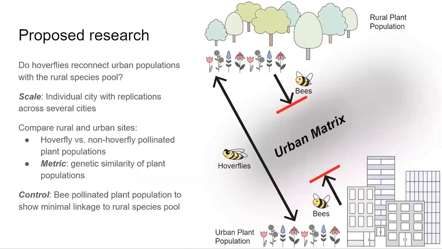So my proposed research is to understand and see if hoverflies really do reconnect urban populations with the rural species pool. I made this graphic to illustrate the issues that the urban matrix presents as far as keeping the rural and urban plant populations separate and isolated from each other. I would look at the individual city scale with replications across several cities, because from the articles I was reading, it seemed like urban biotic homogenization was most present at the city scale, and then would be comparing hoverfly versus non-hoverfly pollinated plant populations. As a metric, I would use genetic similarity of plant populations. As a control, I would be looking at the bee pollinated plants that would show minimal linkage to the rural species pool.